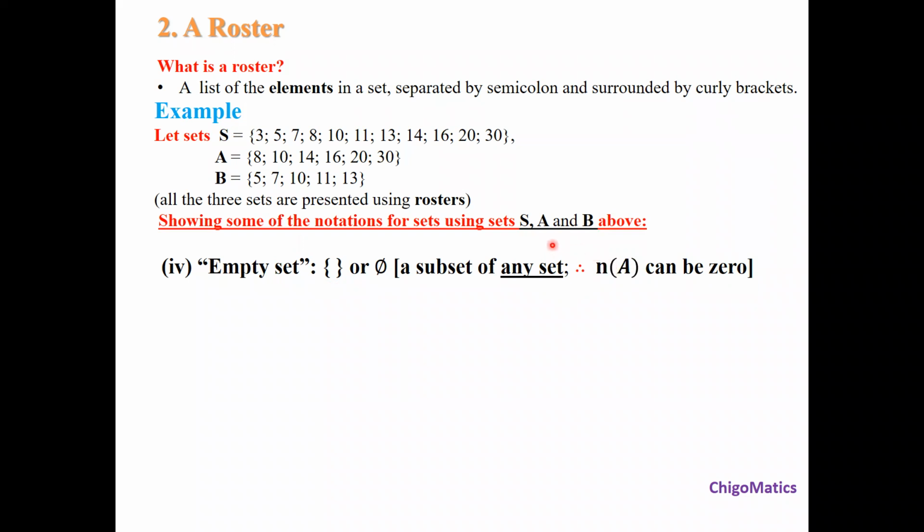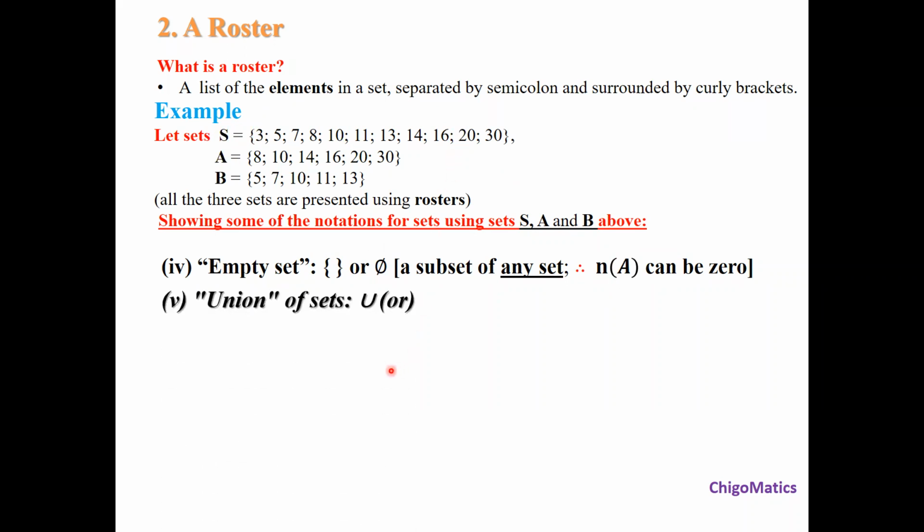This is why, when you reflect back to the inequality that we wrote, the number of elements in set A is greater than or equal to zero, but less than or equal to the number of elements in set S. It is because when it's zero, that means set A is an empty set. And again, when it is an empty set, it will be a subset of set S or another set.